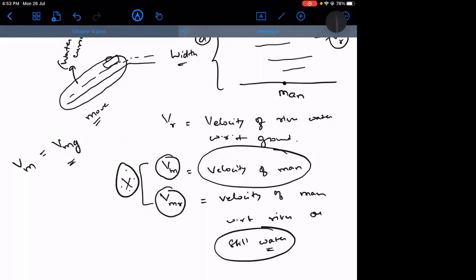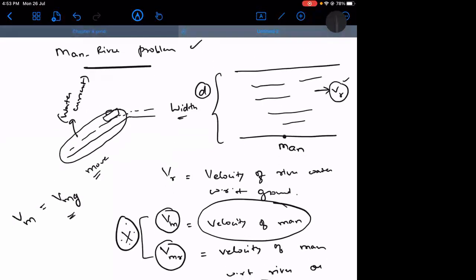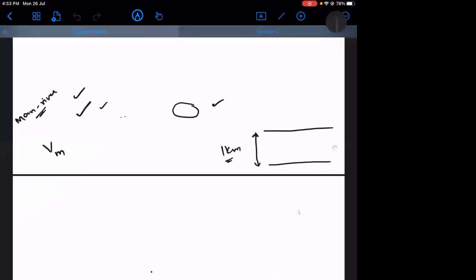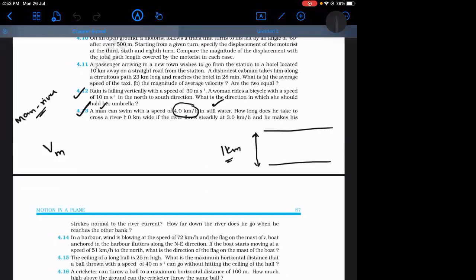Sir, but the water is still, right? That is a naming structure. That is what I'm trying to say. That is a naming structure given in this context. That is what I'm trying to stress upon. Make a note of it. That is how they have named it. The reason I'm telling you is because if you observe in this question also, they're saying the velocity with which a man can swim is 4 kilometers per hour in still water. That is the velocity of man with respect to river. That is what they're trying to tell you.